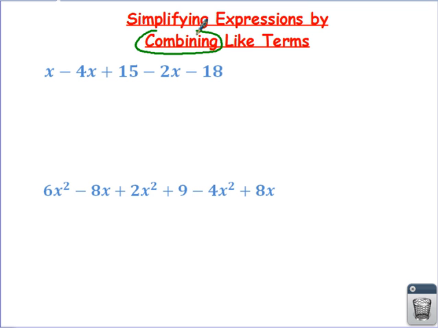Now the word combine means to go ahead and put things together. And to put things together in math, that means to add them. Now, like terms are basically anything that looks alike. So let's take a look at our first example.